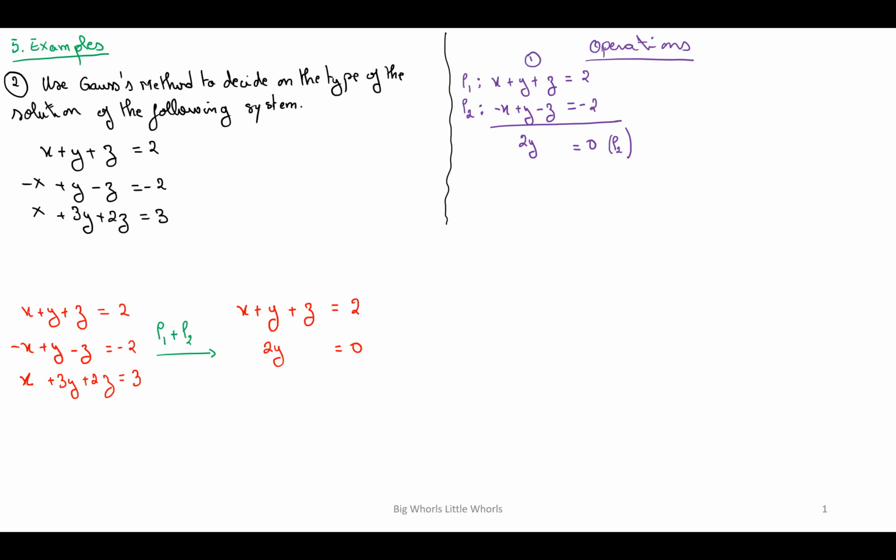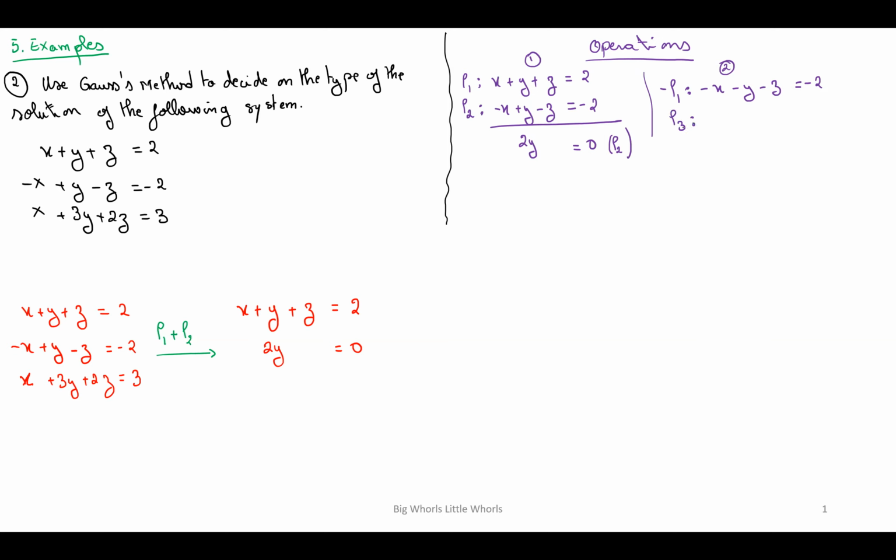Now I'm going to use row 1 to eliminate the x in row 3. So what do I have to do to row 1? I multiply row 1 by minus 1. My second operation is minus row 1, which is minus x minus y minus z equals minus 2. I'm going to multiply the entire row by minus 1. And row 3, I don't do anything to it.